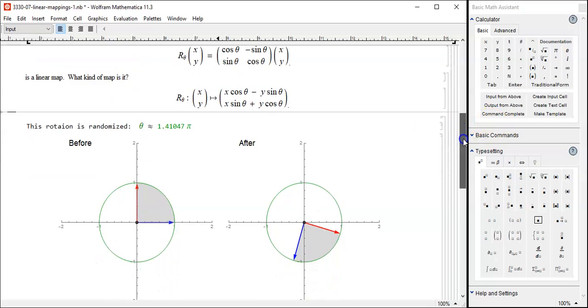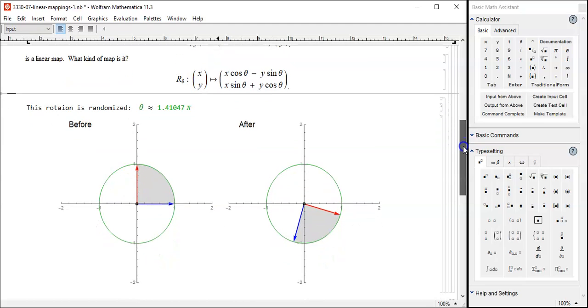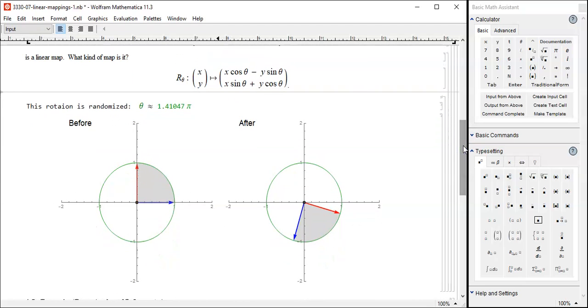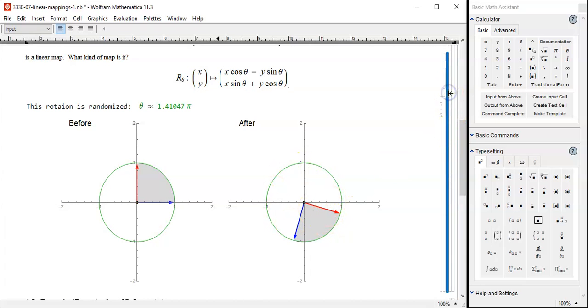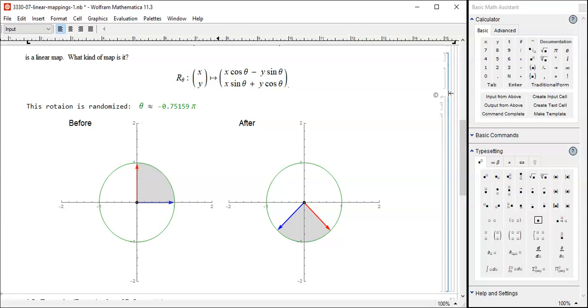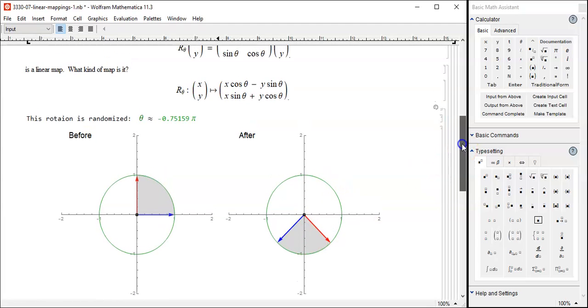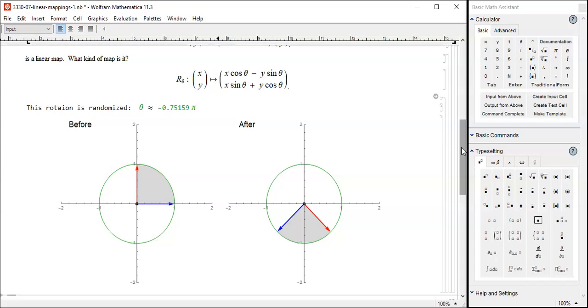Well, this program is randomized, so if you run it again, you're going to get a different angle. Here, rotation about 1.41 pi, so nearly 270 degrees. So we took that kind of rotation. And then this time, negative 0.75 something. So it's a rotation clockwise. And how do you actually tell this is a rotation? Good question. That's going to be answered in the next section of this notebook.